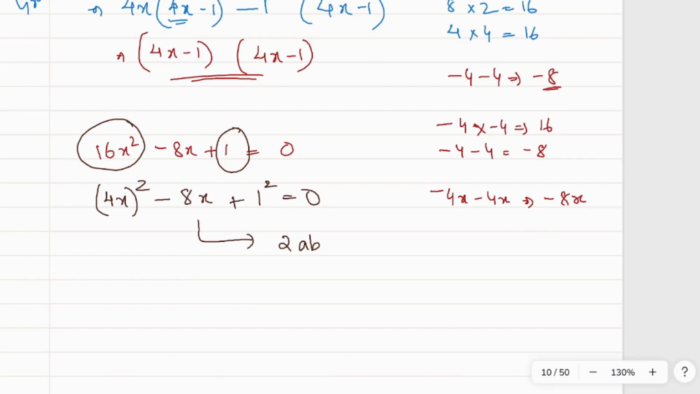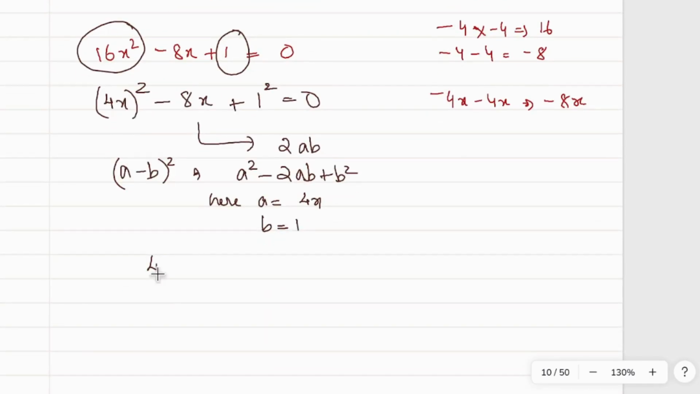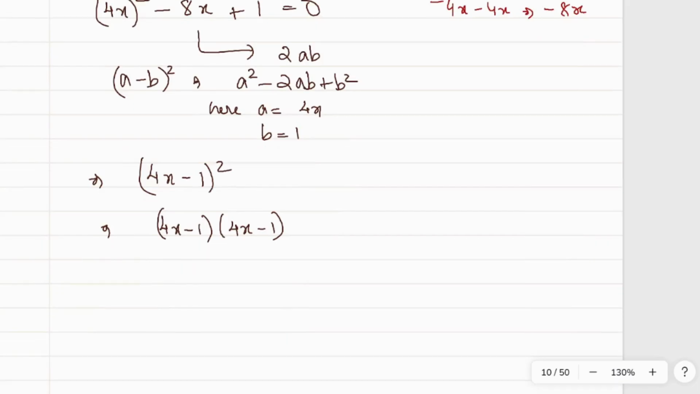So I found out that this is the expansion for the equation a minus b the whole square, which is equal to a square minus 2ab plus b square. Here a equals 4x and b equals 1. Okay, so directly I can write this equation, that means 4x minus 1 the whole square is the factorization. Since the power is 2, I can repeat it: 4x minus 1 the whole square equals 4x minus 1 into 4x minus 1.